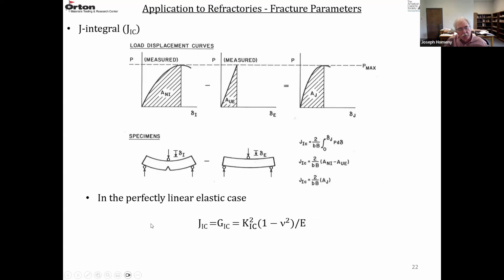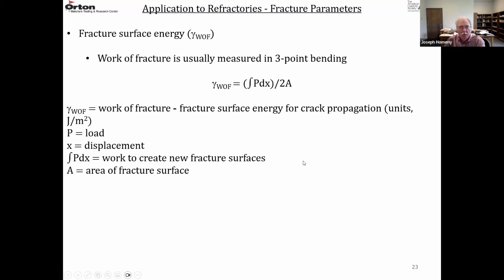If we have a perfectly linear elastic case of brittle fracture, it turns out J1C equals G1C, which equals this term here, K1C squared times 1 minus nu squared over E. I like this measurement. I've used it. It works, but it's tedious, and like I said, the work of fracture measurement is much easier, and that's what people mostly use. So the fracture surface energy, gamma WF, is the work of fracture.